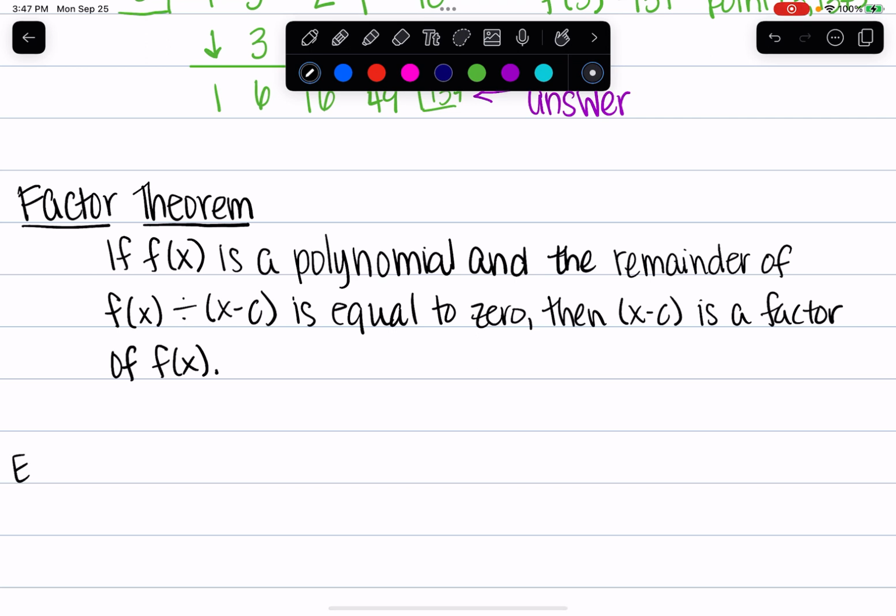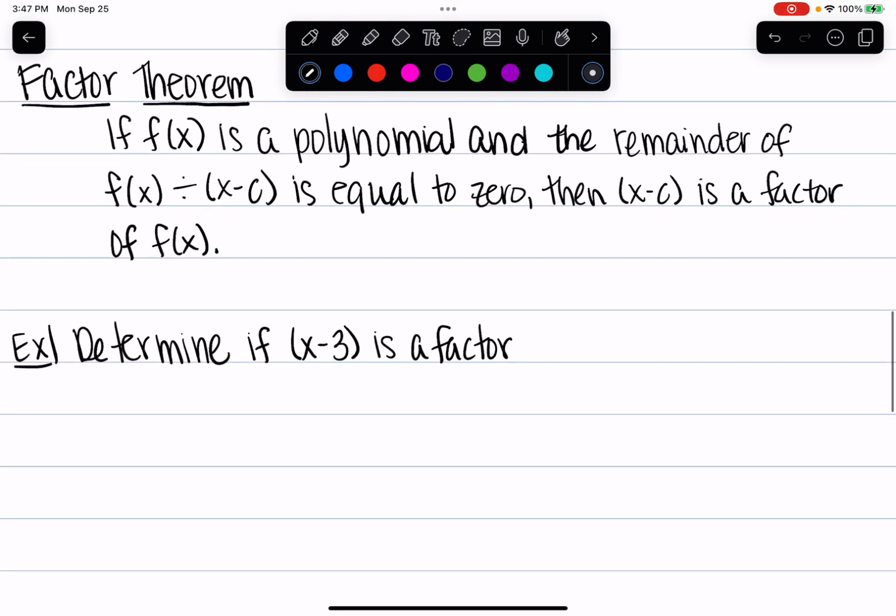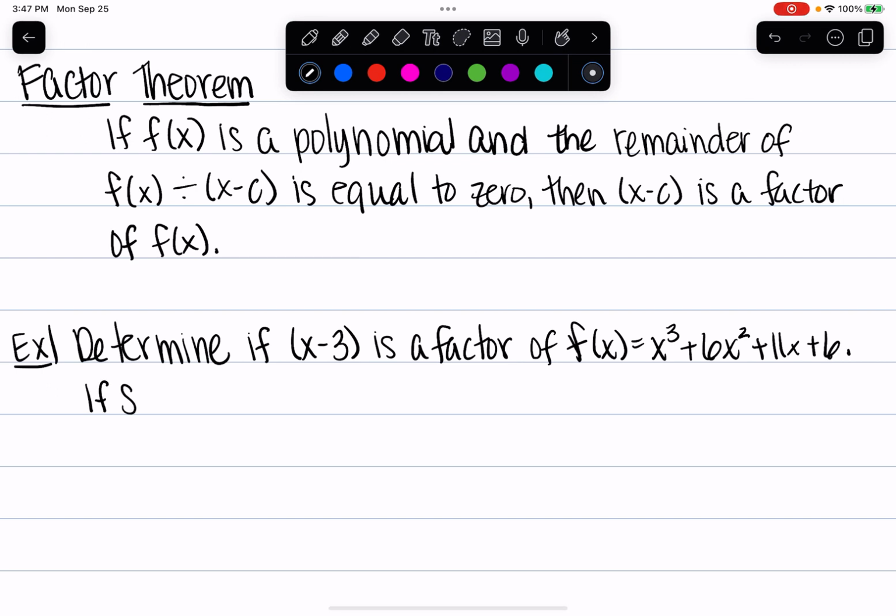So let's start with this first example. Determine if x minus 3 is a factor of f of x is equal to x cubed plus 6x squared plus 11x plus 6. If so, write it in factored form.